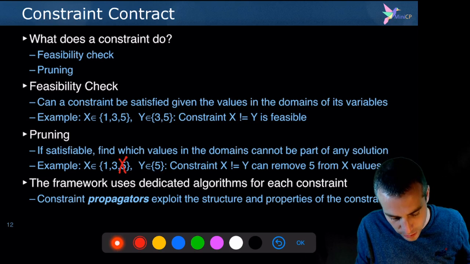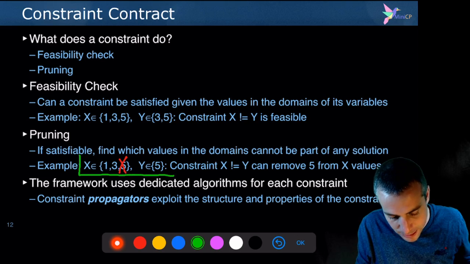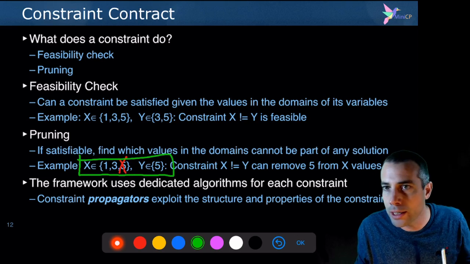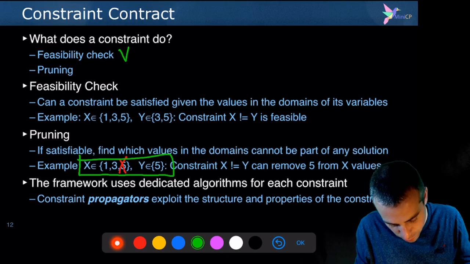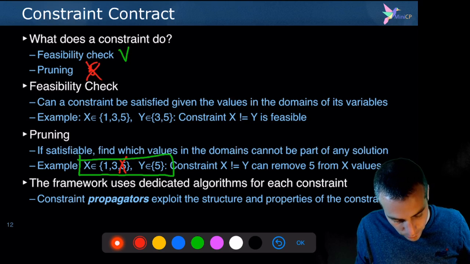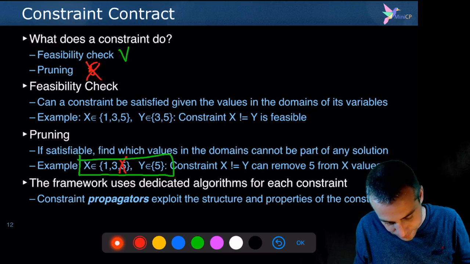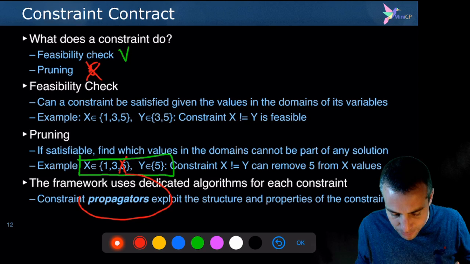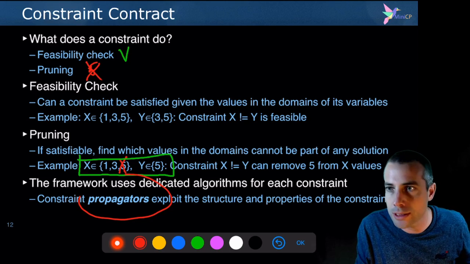And checking that the constraint is feasible, in this case, yes, it's feasible that there is a solution. It's possible that there is a solution where x is different from y. So in terms of feasibility, we say yes. And in terms of pruning, we did 5 should be removed from x. So all these mechanisms are implemented inside algorithms, one for each constraint, which is called a propagator. And the propagator will exploit the structure and the properties of the constraint and the semantic of each of the constraints individually.